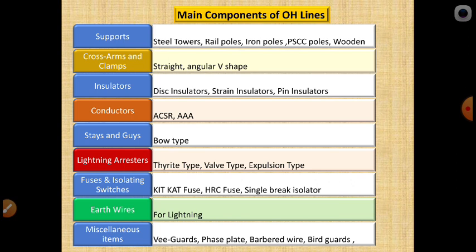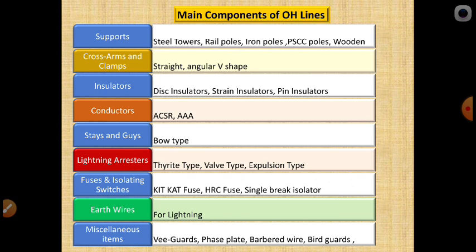Stays and guys are the mechanical support to the poles or a structure, and lightning arresters divert any discharge of lightning during the lightning period, and fuses and isolating switches are the controlling devices, and earth wires are also protective devices, and miscellaneous items support the maintenance of our distribution lines. These are the main components in a distribution system.